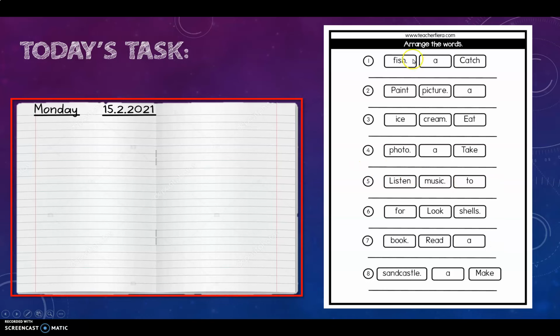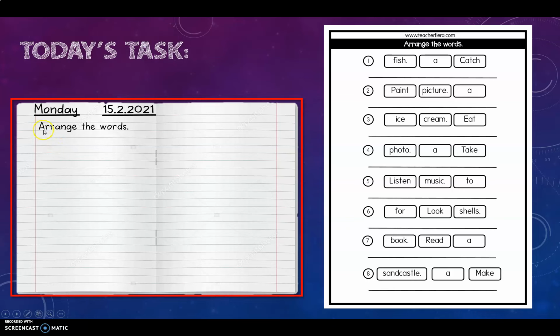What you have to do is arrange the words. You are given a few sentences here, eight jumbled up words. So what you have to do is arrange the words. Let's look at how to do it.